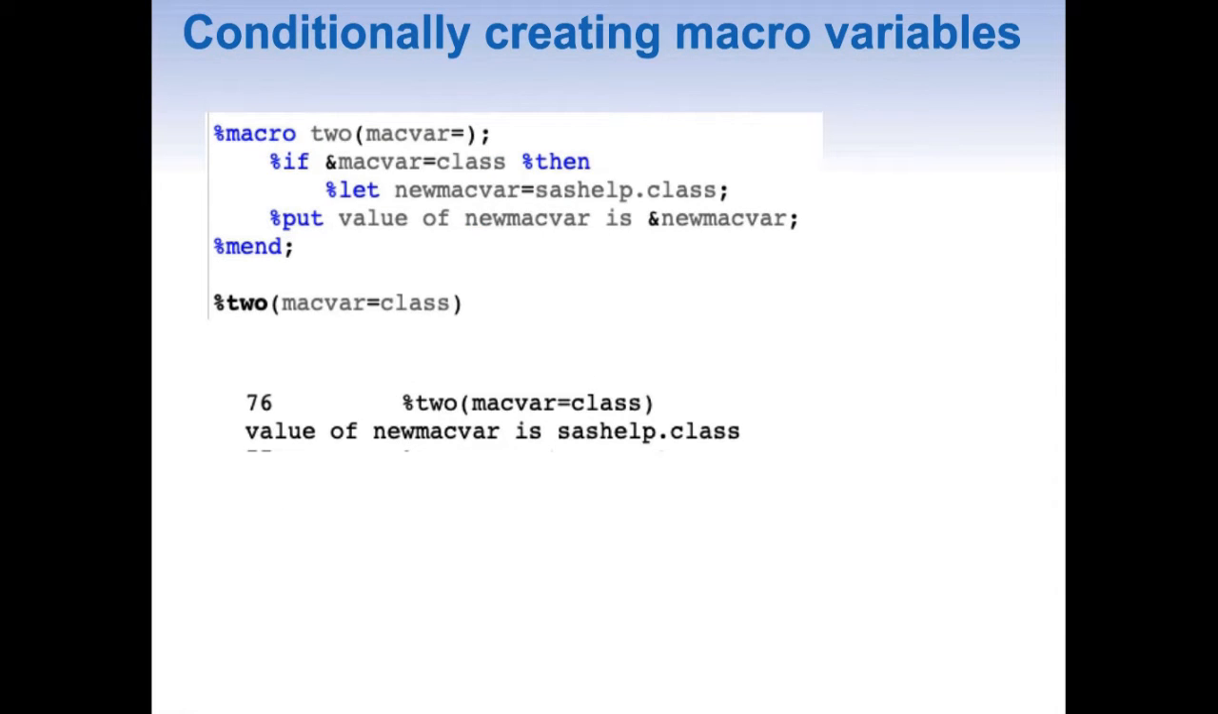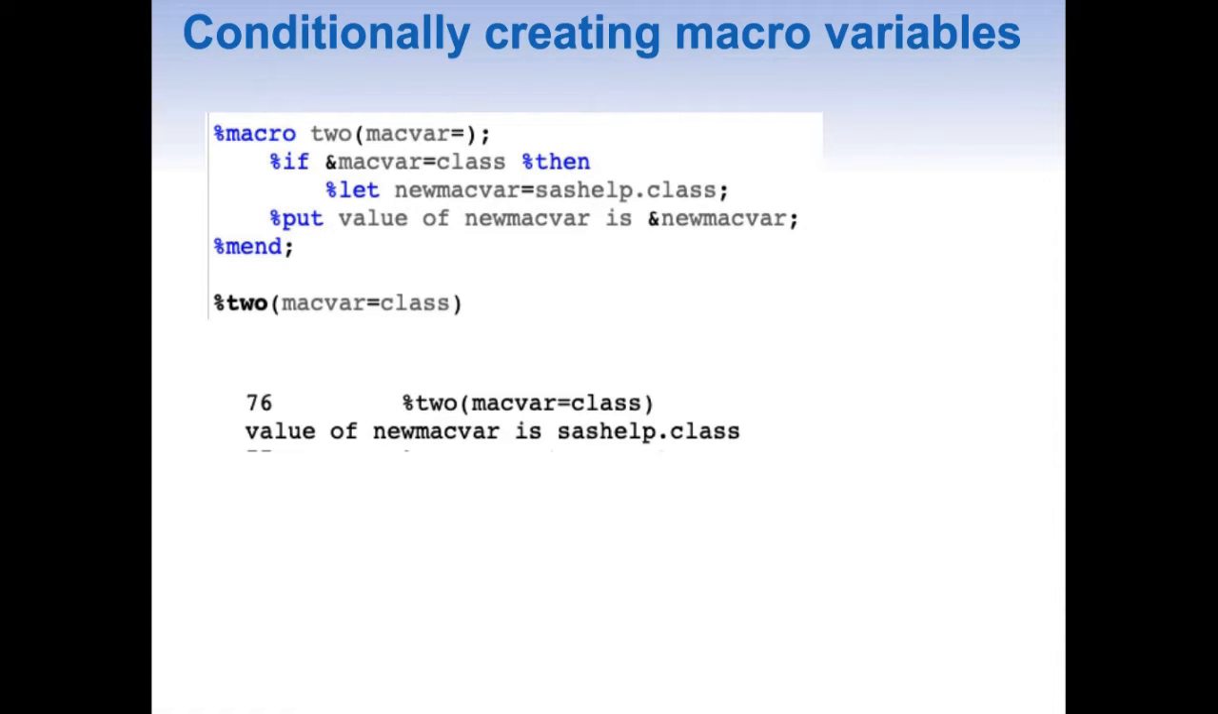Now let us also try to understand what else we can do with the help of the %if %then statement. Apart from creating text, %if %then is also useful to create macro variables conditionally. Here we have a macro in which we have our %if %then statements, and after %then we have a %let statement, wherein when the condition matches we want to create a new macro variable, whose name is newmacvar, and I am giving a value to it.